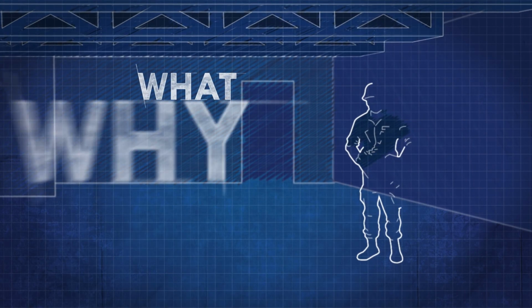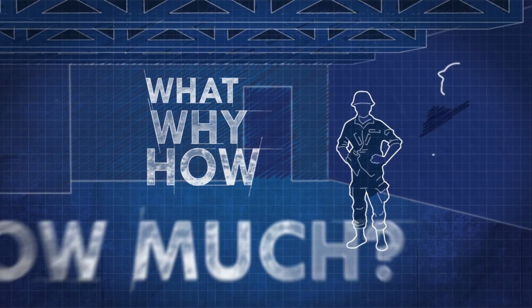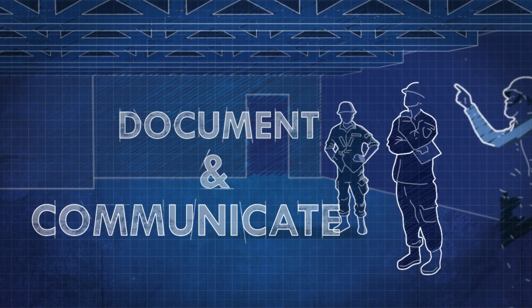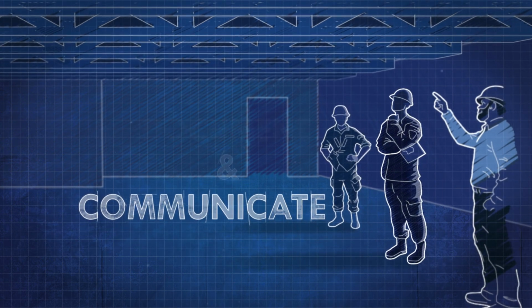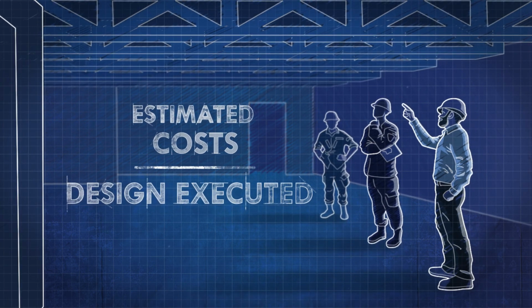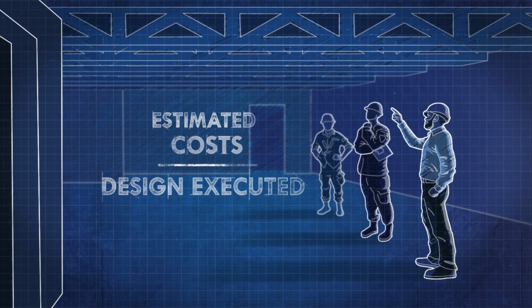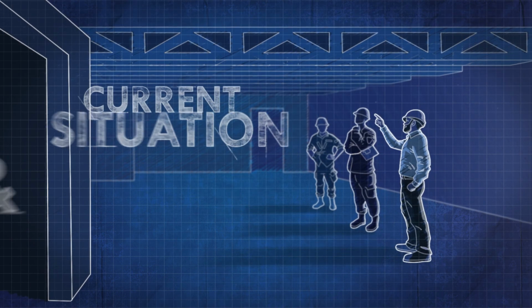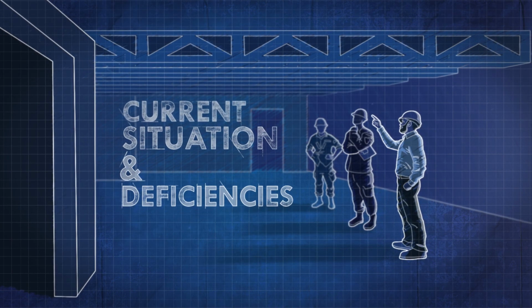The PCR captures the what, why, how, and how much of a project. It helps you and your team document and communicate your planning solution, its estimated costs, and how the design should be executed. The PCR captures all the information you need to complete the DD Form 1391, but in greater detail, such as describing the current situation and deficiencies.